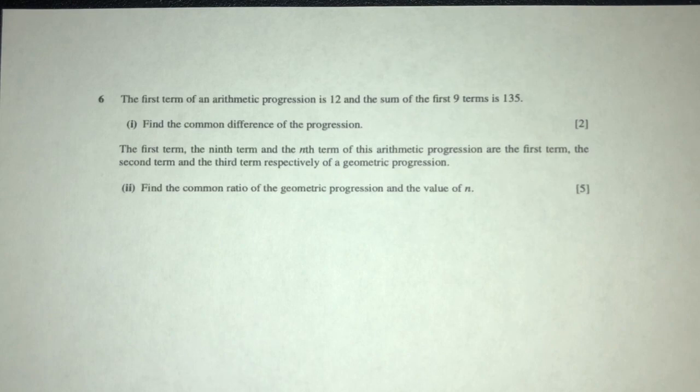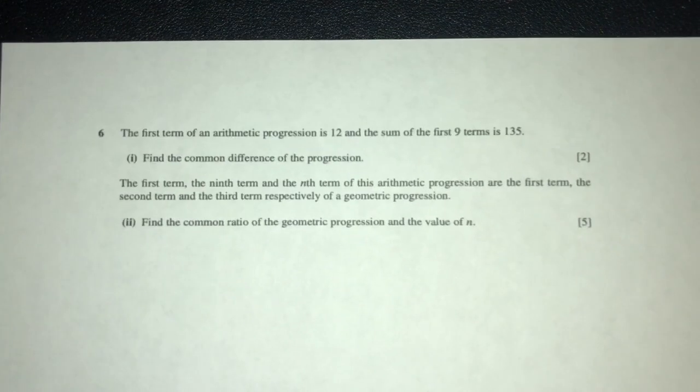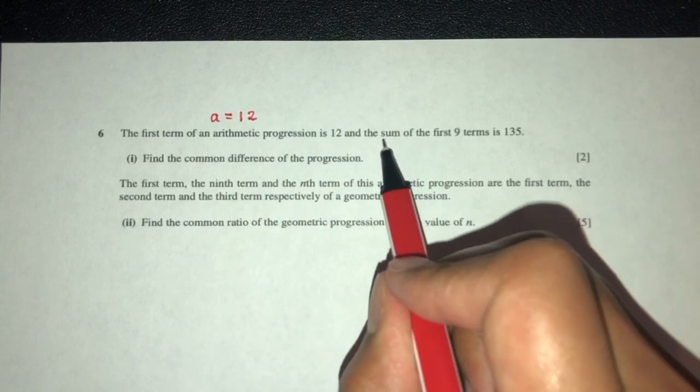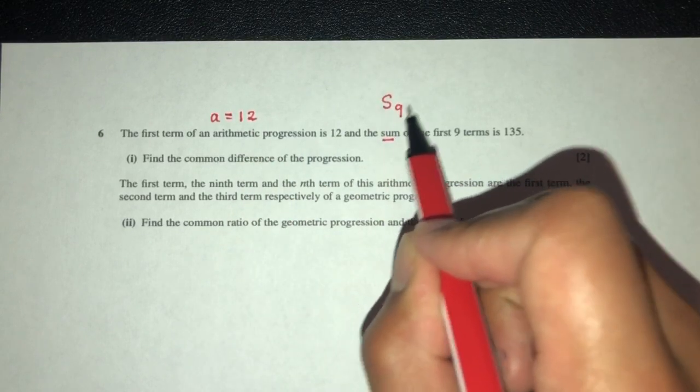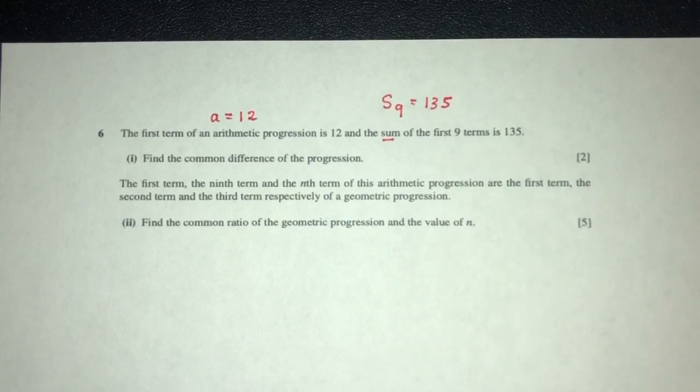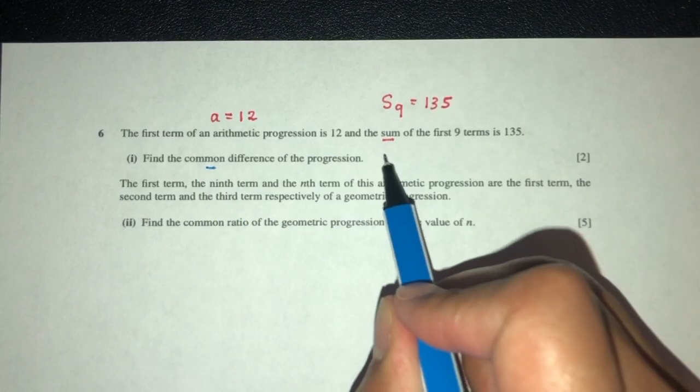So the first term of an AP is 12. So we can write the first term. The first term is 12. And the sum of the first 9 terms, so the sum of the first 9 terms is 135. Okay, so we have these two given information. So now we have to use that to find the common difference, which is the value of d.